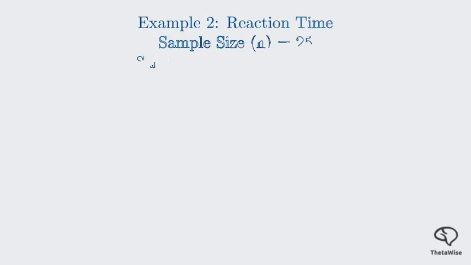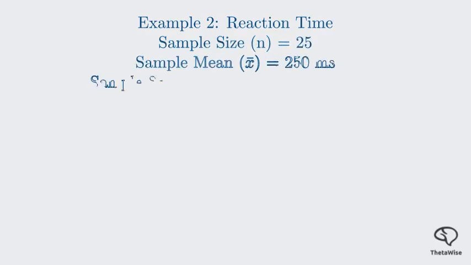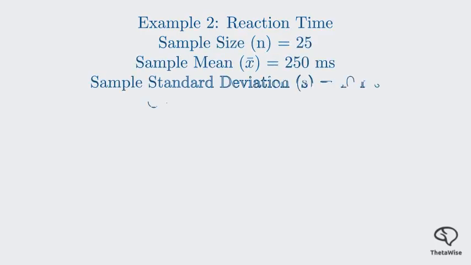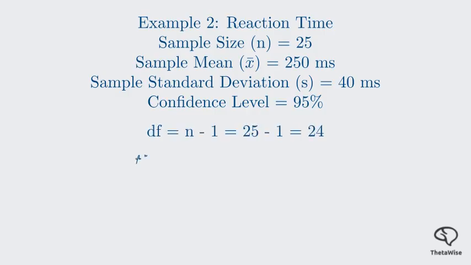Let's try another example. A study measures the reaction time of 25 participants to a visual stimulus. The sample mean reaction time is 250 milliseconds, with a standard deviation of 40 milliseconds. We want to find a 95% confidence interval for the true mean reaction time. First, degrees of freedom. 25 minus 1 is 24. For a 95% confidence interval with 24 degrees of freedom, the t-critical value is 2.064.